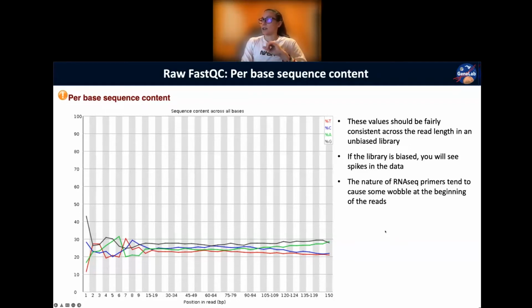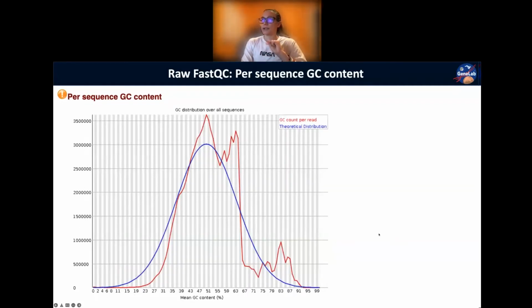So yeah, the nature of RNA-seq primers causes some wobble at the beginning of the read. The next thing that we see in our FastQC data is the per sequence GC content. Across the x-axis here, we have the average GC content in percentage, and the y-axis is going to be the total number of reads.